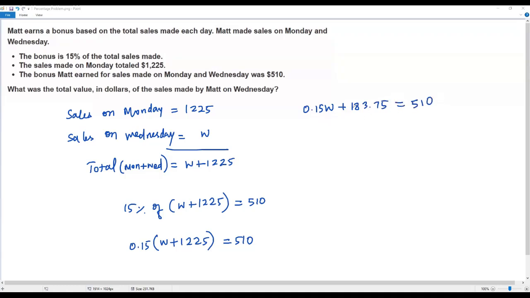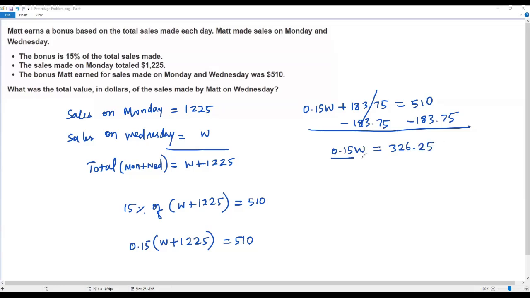Okay, now to solve for W in this equation, we have to isolate W. For that, we have to get rid of all the values around the variable W. First, let me get rid of this positive 183.75. For that, we have to subtract 183.75 from both sides. When I do so, the positive and negative values cancel out. I am getting 0.15 times W. On the other side, when I subtract 183.75 from 510, I am getting 326.25.